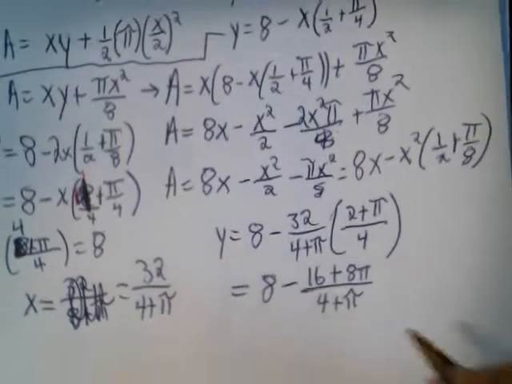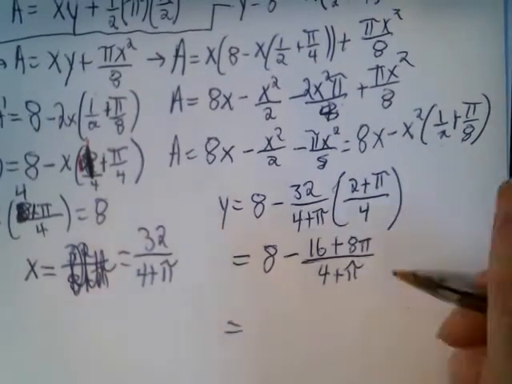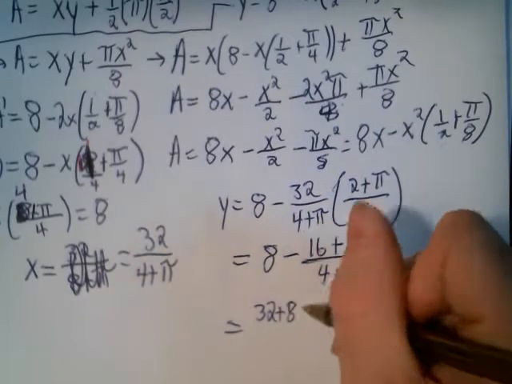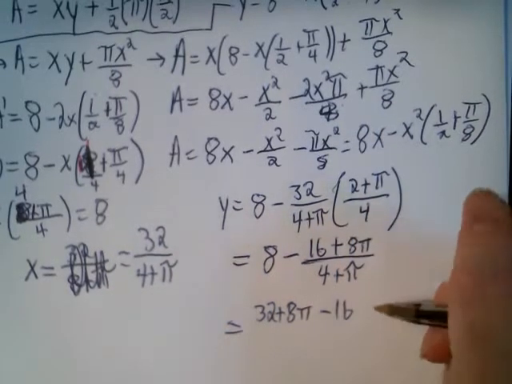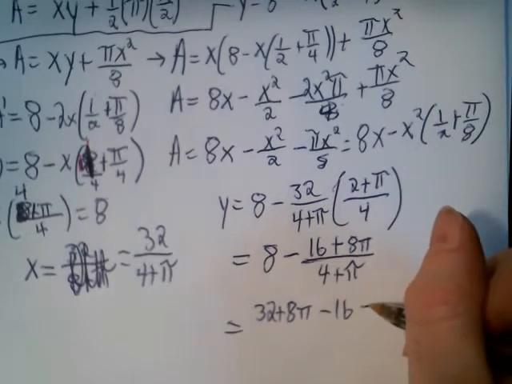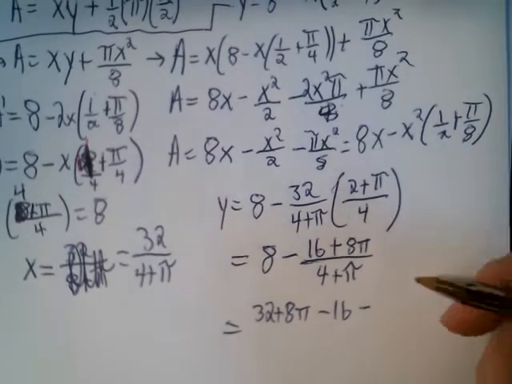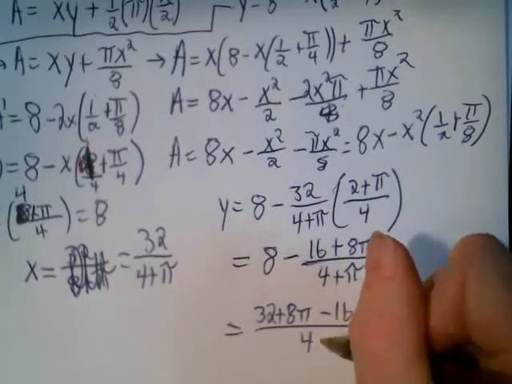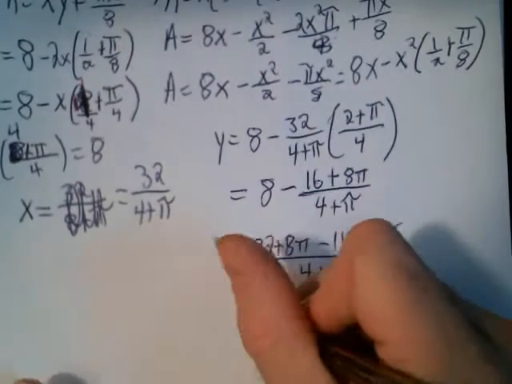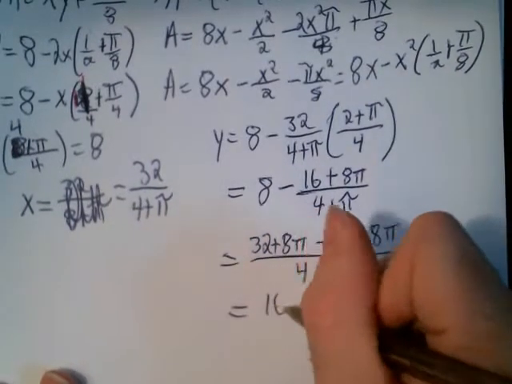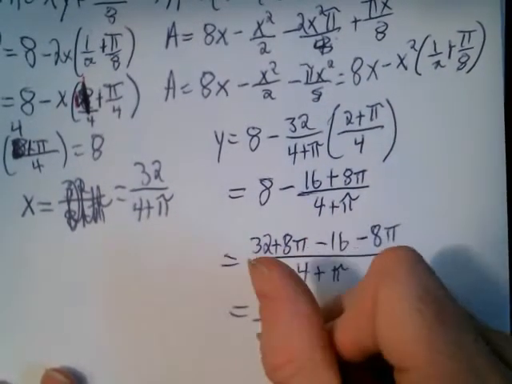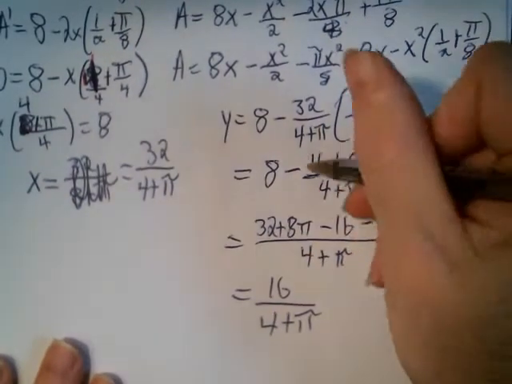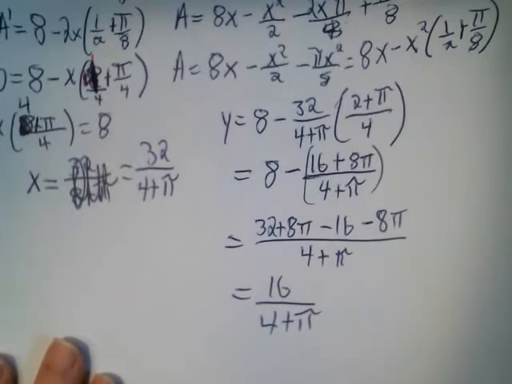Then I want a common denominator here. So multiply top and bottom by 4 plus pi. So you get 32 plus 8 pi minus 16 minus 8 pi all over 4 plus pi. And then this will be 32 minus 16 is 16. Yeah, it's just 16 all over 4 plus pi. Okay. So really this should be thought of in that way.